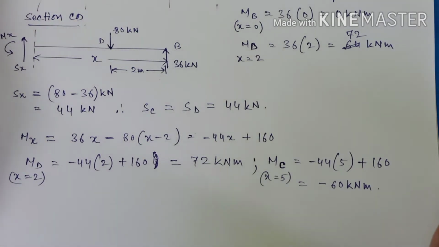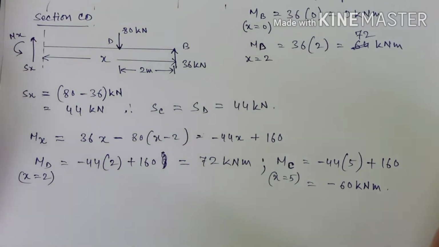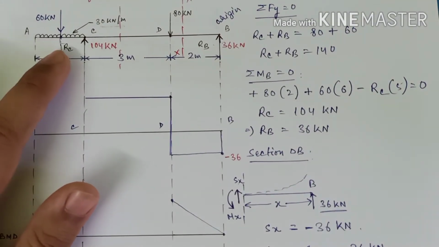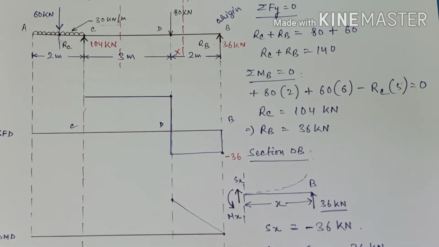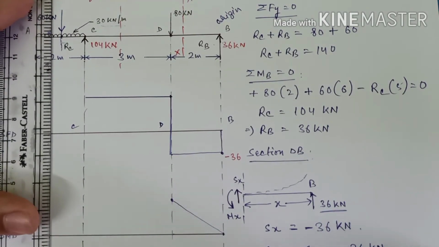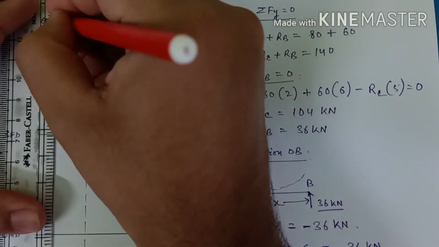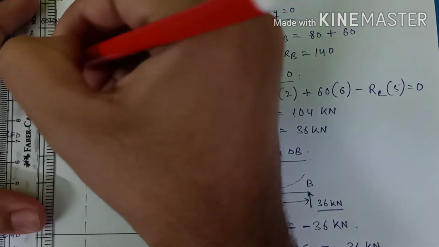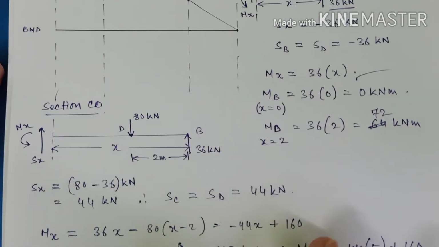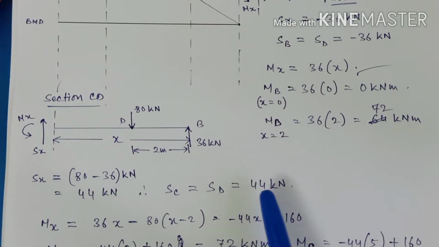Now the last section, which is one of the important sections because you have the UDL over here, needs to be calculated. So let me similarly cut a section from here. I'm cutting the section in red. Okay, guys, before that we should plot this in the graph.